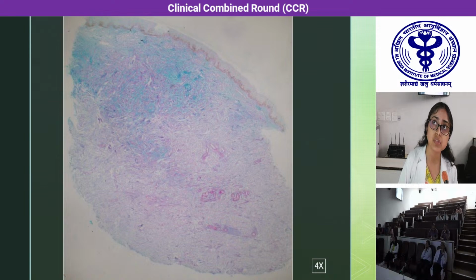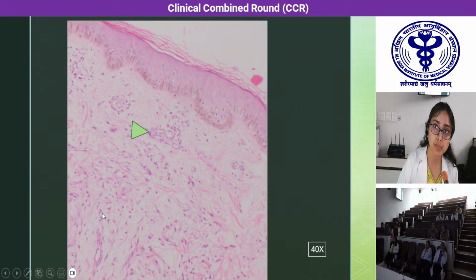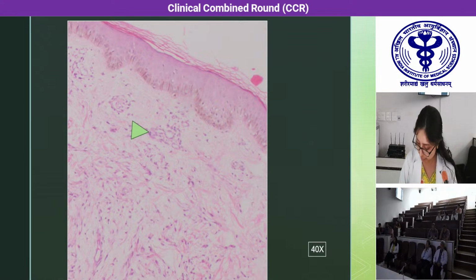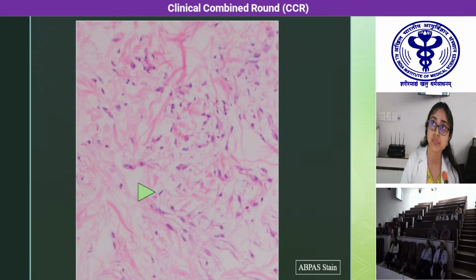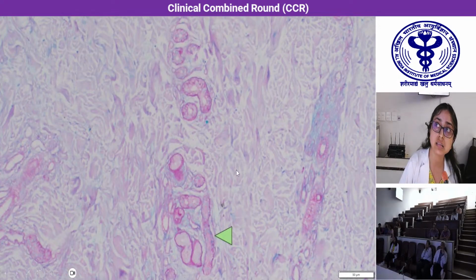This is another picture of the same. Apart from that, another interesting finding was the increase in fibroblasts, which we can see are these stellate cells, and there is separation between them, which was highlighted as blue color on the AB-PAS, suggestive of increase in fibroblasts as well as dermal mucin. And we can see that around these are the adnexal structures, the eccrine glands. There is no significant inflammation around it.